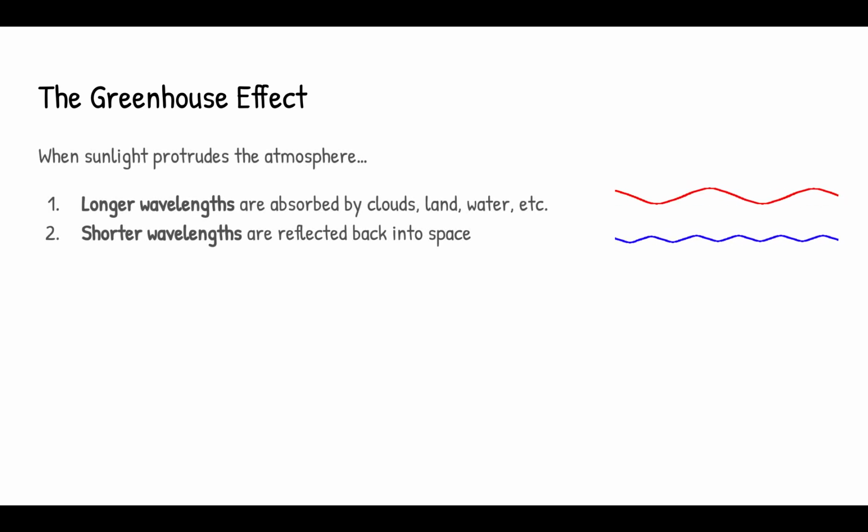So now the greenhouse effect, the process of it. As you may know, during the daytime, sunlight is constantly being directed everywhere, including the earth. When sunlight protrudes the atmosphere, two primary things happen. First, the longer wavelengths of sunlight are absorbed by the clouds, land, water, etc., primarily the land and water, but also by particles in the atmosphere. And shorter wavelengths are reflected back into space, either by the Earth's surface or, as said, the particles in the atmosphere.